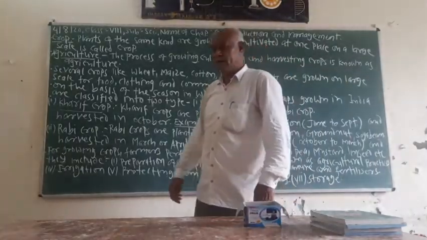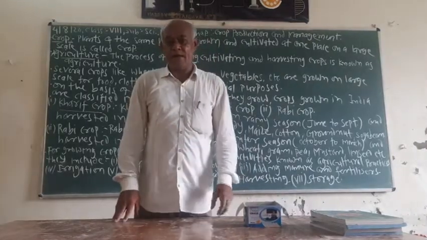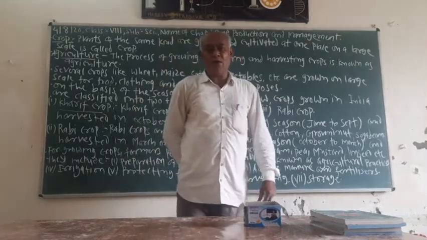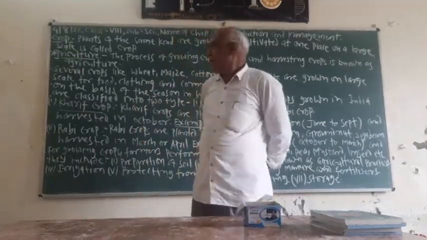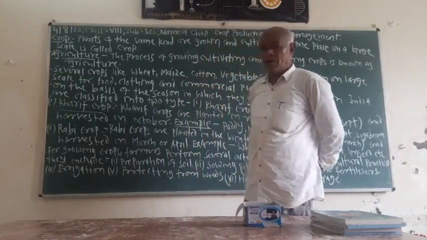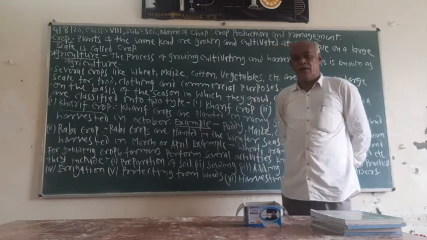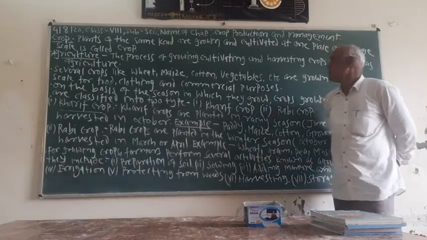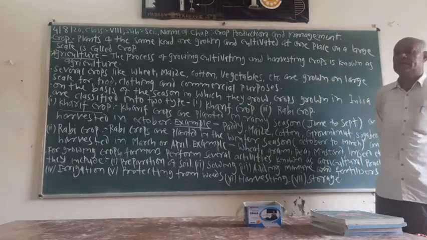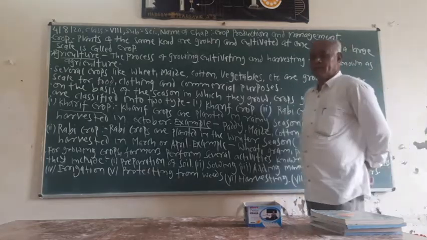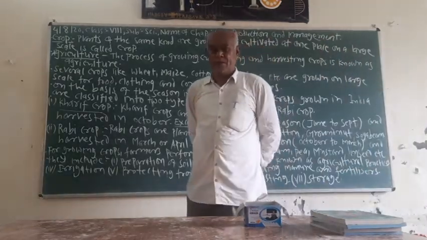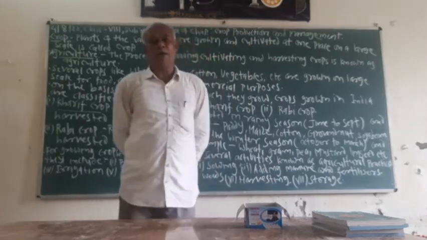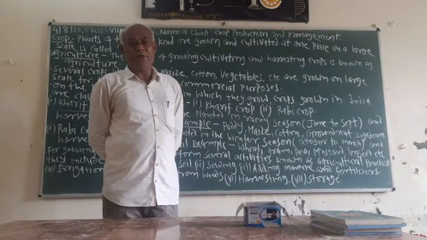Majority of the students whose parents are farmers know what their parents are doing on their farm. The plants of the same kind are grown in the farm and cultivated at one place on a large scale. This is called a crop.